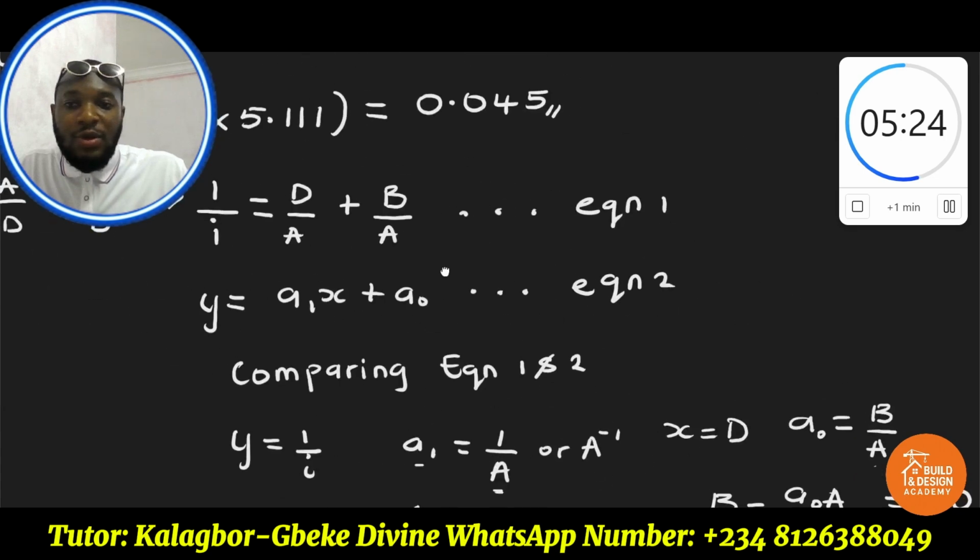We call it equation 1. Next up, y equals A1 x plus A naught. This is another equation you should take note of, because we'll be equating this equation 2 with equation 1. We'll be comparing their equations.